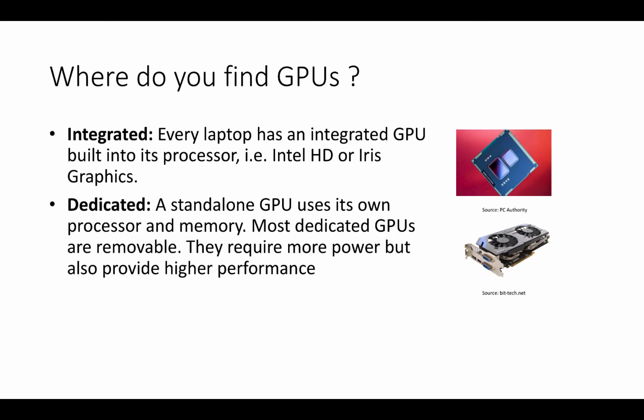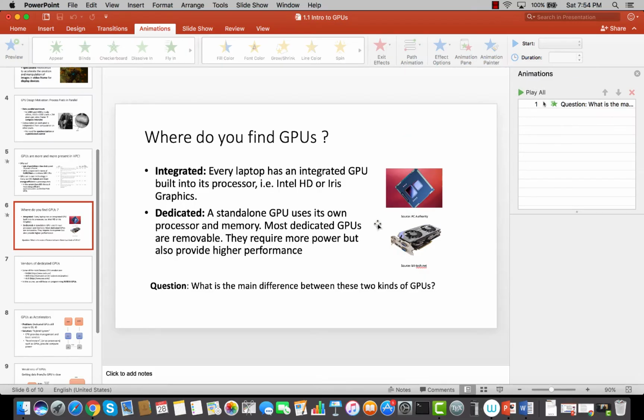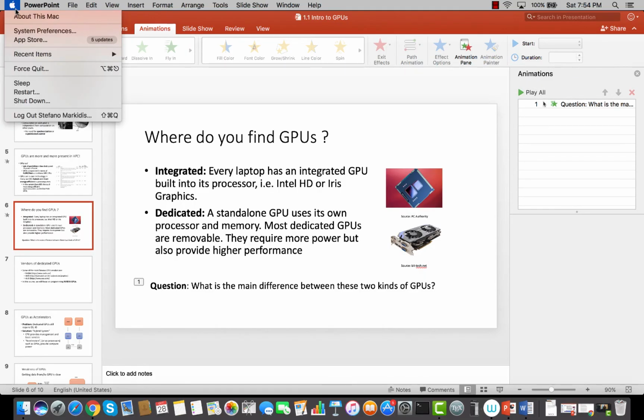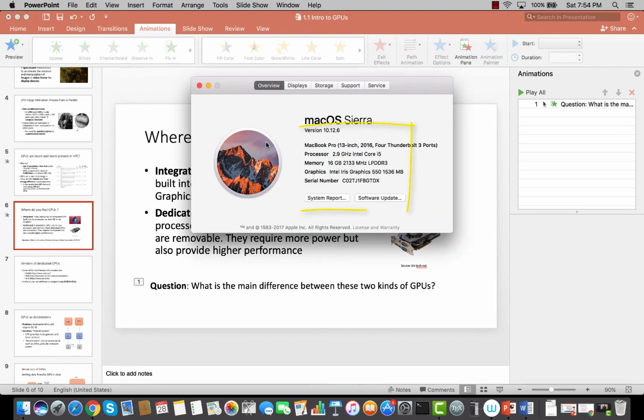We can broadly divide GPUs into 2 categories, integrated GPUs and dedicated GPUs. As the name says, integrated GPUs are built into the main processor. These are the most common GPUs in laptops, like the one I'm using now. You probably heard about Intel HD or Intel Iris graphics. You might want to check your laptop characteristics and figure out if you have one of these integrated GPUs. I can also check mine. Let's see. So I get out of my PowerPoint, I check About This Mac, and as you can see here, I have Intel Iris graphics.